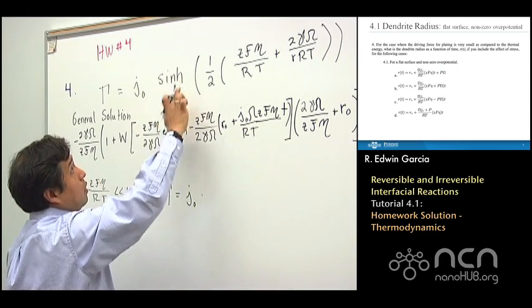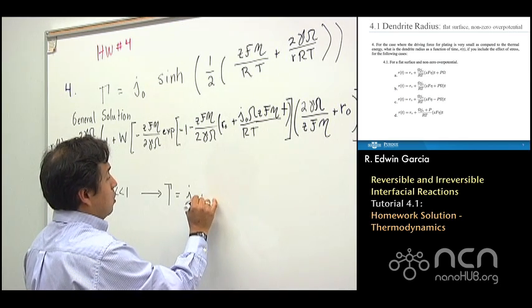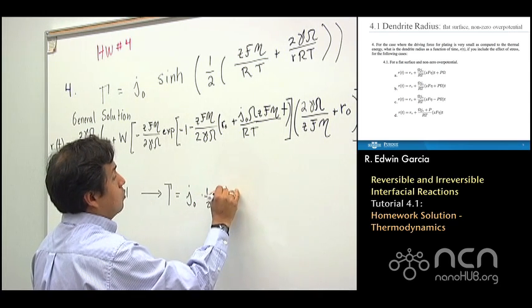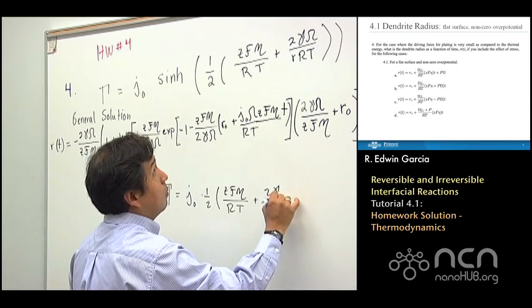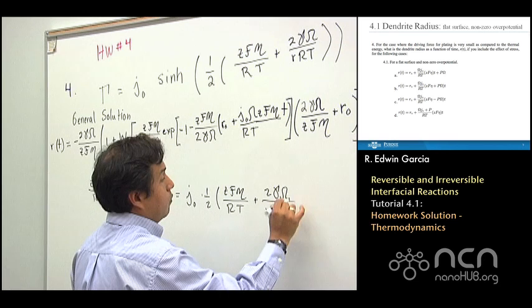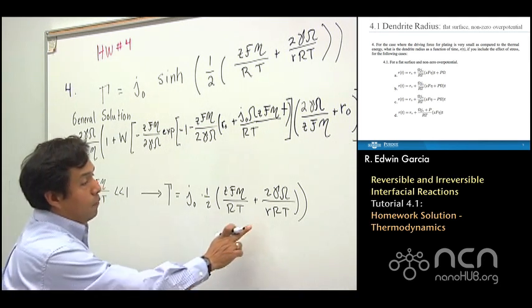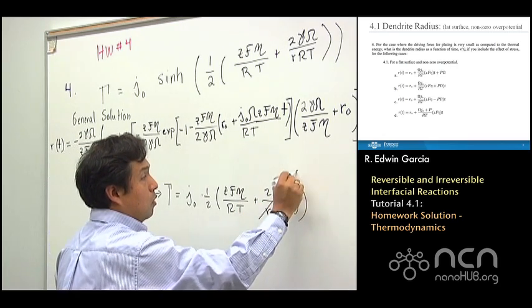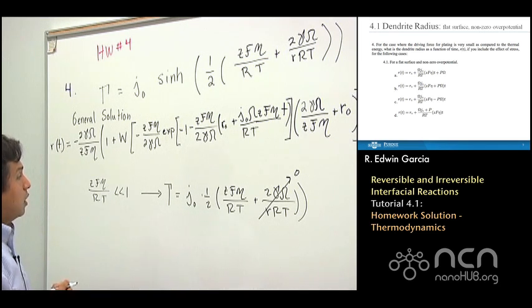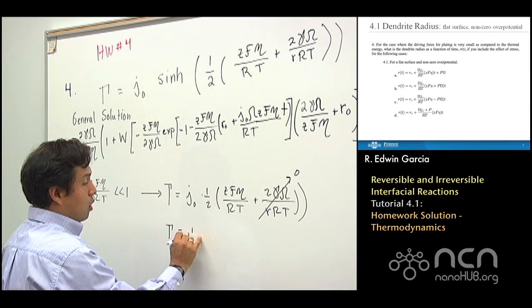We can basically expand the hyperbolic sine to a much more linearized, convenient form, where we have J naught times 1/2 times ZFη over RT plus 2γω over RT. For the first question, the thought is that for a flat surface and a non-zero overpotential, the radius R is so large that 1 over R basically can be ignored. That's the expectation.